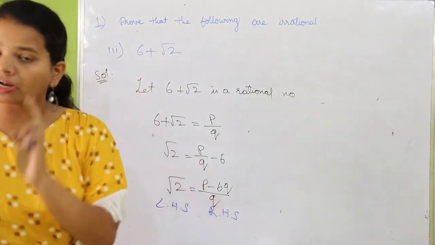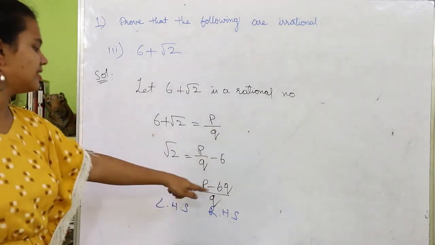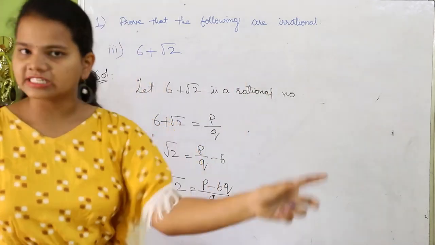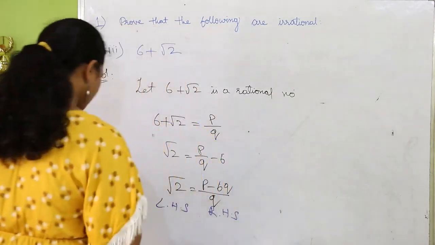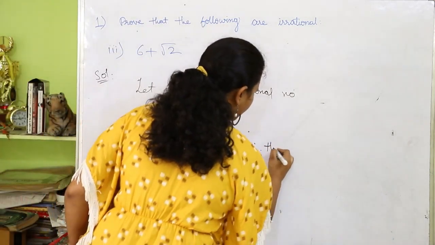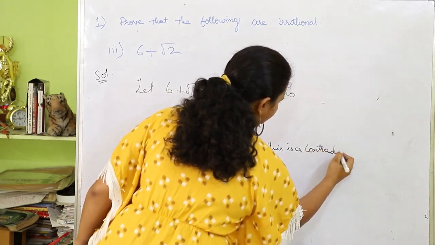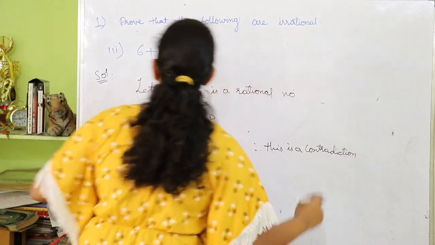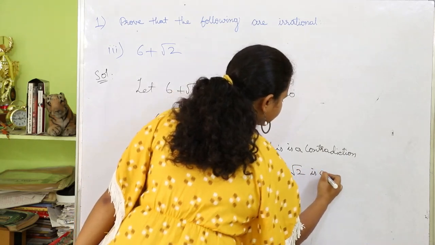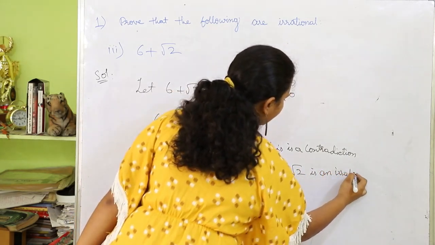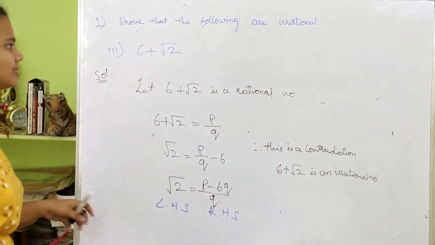An irrational number cannot be equal to a rational number, right? The LHS side is an irrational number, the RHS side is a rational number. So an irrational number cannot be a rational number, therefore this is a contradiction, or this contradicts that 6 plus root 2 is an irrational number. Clear? This contradicts that 6 plus root 2 is an irrational number.